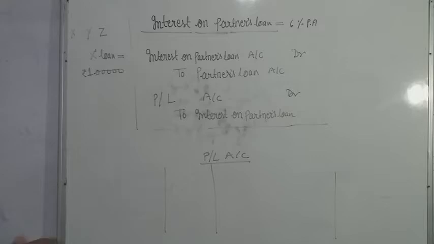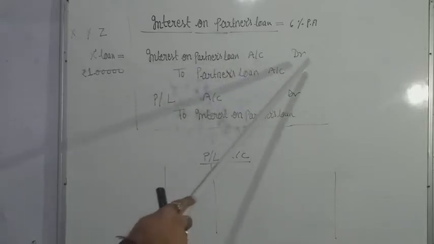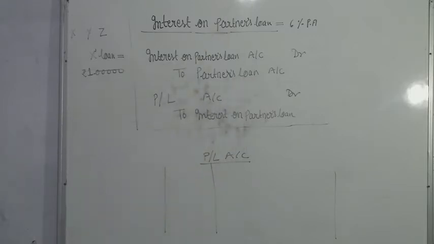So if the rate of interest on loan is mentioned in the partnership deed, we will follow the same rate of interest on loan. And if the rate of interest on partners loan is not decided by the partners in the partnership deed, we follow 6% per annum interest on loan. Now see what is the entry for the interest on loan. Entry is interest on partners loan account debit to partners loan account. So this is the entry when we allow interest on partners loan.